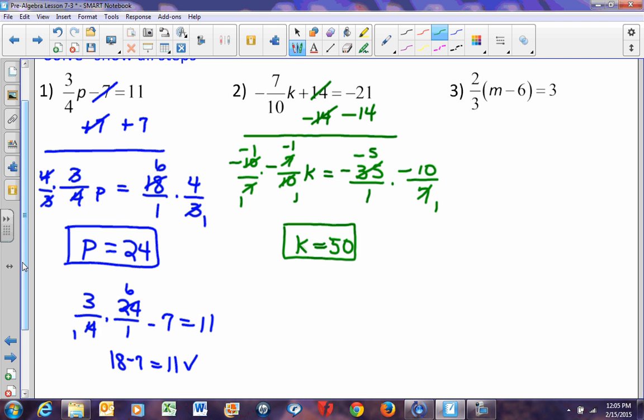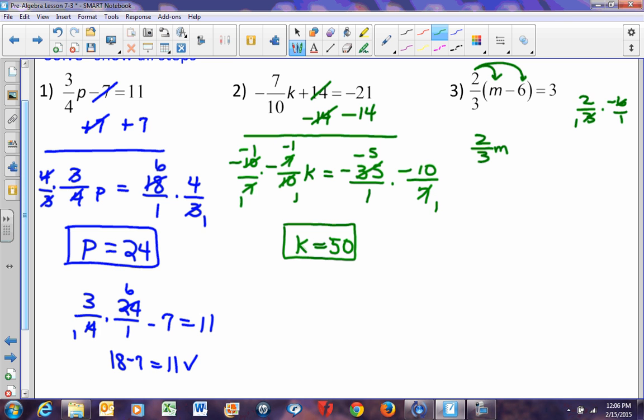Here we have a fraction we must distribute. For some reason, people can distribute it to the m, but they have a hard time distributing it to the negative 6. So 2/3 times m is 2/3 m. 2/3 times negative 6 just means 2/3 times negative 6 over 1.